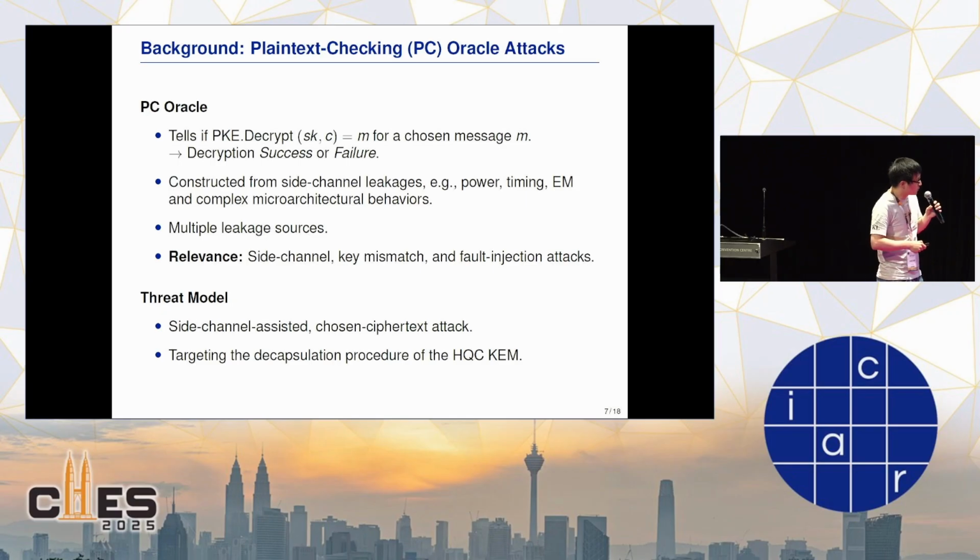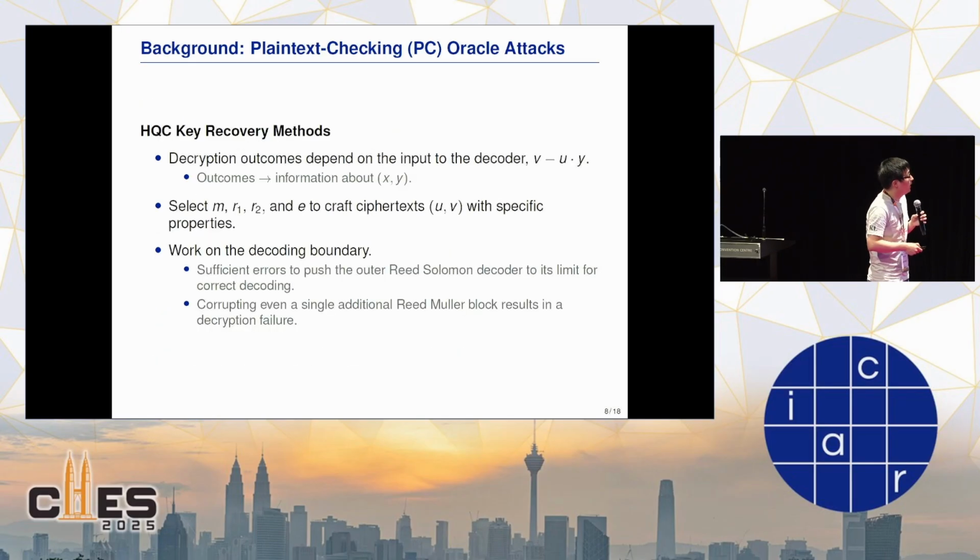So for the threat model, our threat model is a side-channel assisted chosen-ciphertext attack. It means that we assume there's a device running this decapsulation procedure of the HQC KEM, and the adversary will craft a chosen ciphertext, send this ciphertext to the device, and measure the side-channel leakages to try to recover the key.